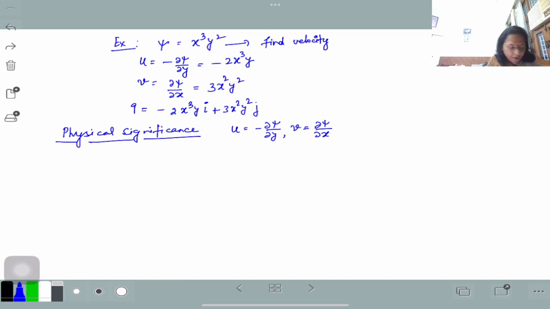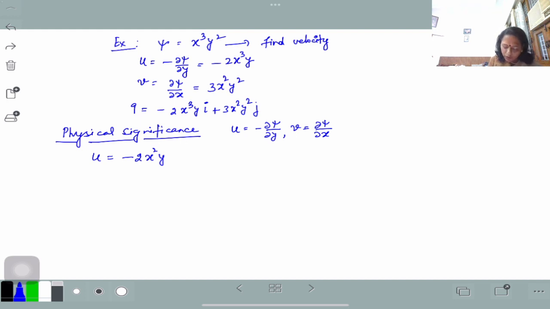Suppose I am given some velocity, u is equal to minus 2x square y. Suppose I am given this type of velocity component u.